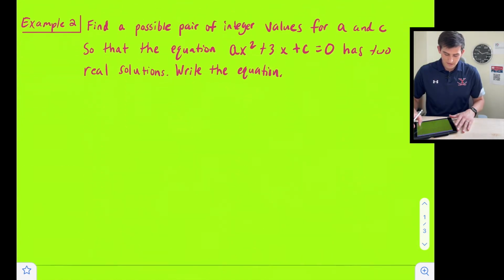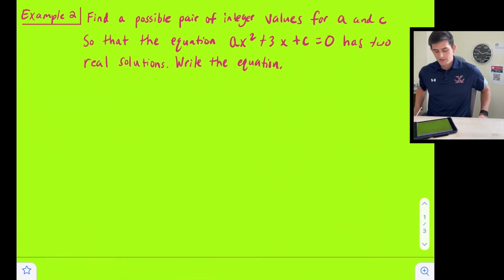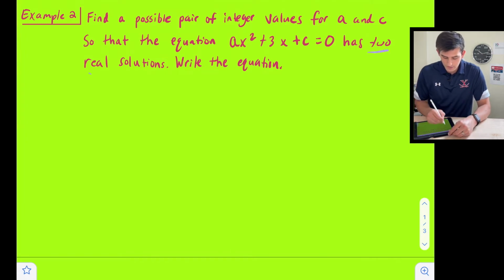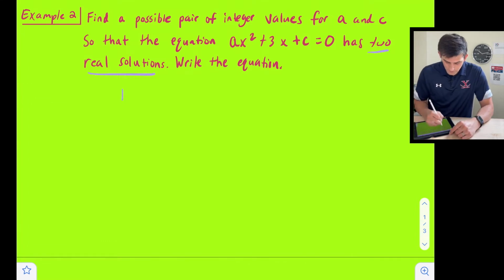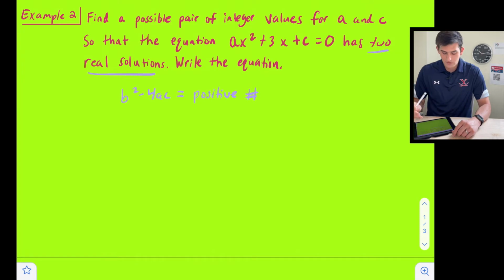All right, so let's take a look at example 2. Now it says find a possible pair of integer values for a and c so that the equation ax squared plus 3x plus c equals 0 has two real solutions. So the key here is two real solutions. So now we know that our discriminant just needs to be a positive number. And here we can play around with it a little bit just to make our numbers easier for us to work with. So for right now, let's just say b squared minus 4ac is equal to, this just needs to be a positive number. I'm not going to put a number in there yet.